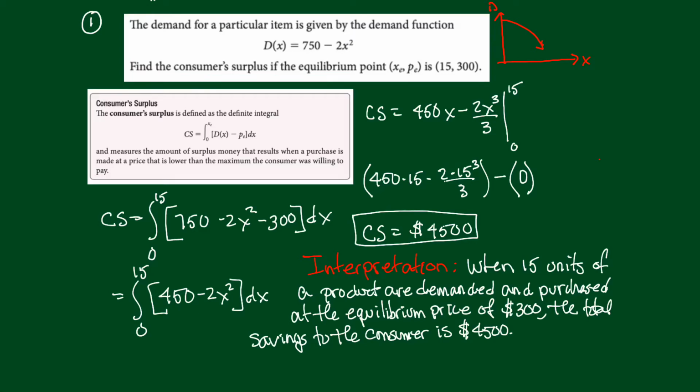Let's go all the way back up here to the top, right? There's our demand curve. It's a negative quadratic, so it's opening downward. Now, the equilibrium price is going to be maybe right here. That's the equilibrium price. So the consumer was willing to pay any price up here, but actually paid only this one down here. So you can see that savings goes to the consumer.